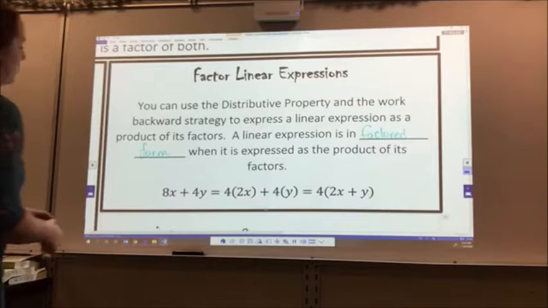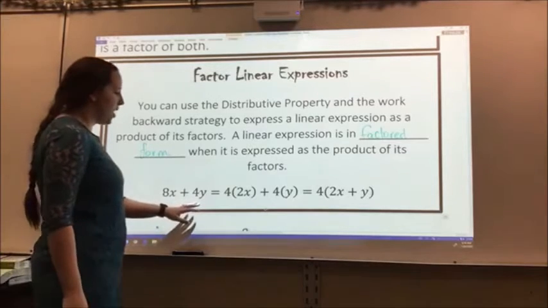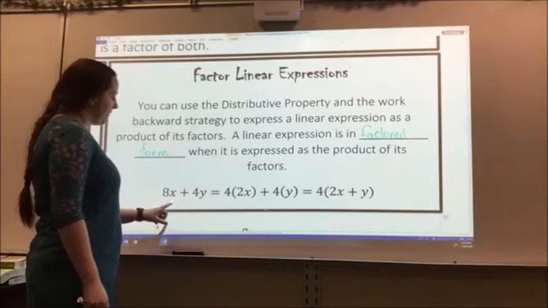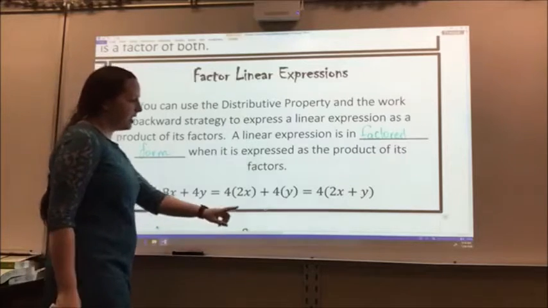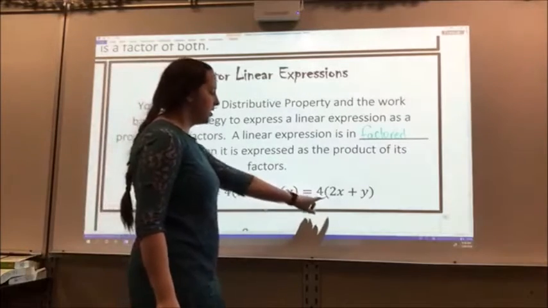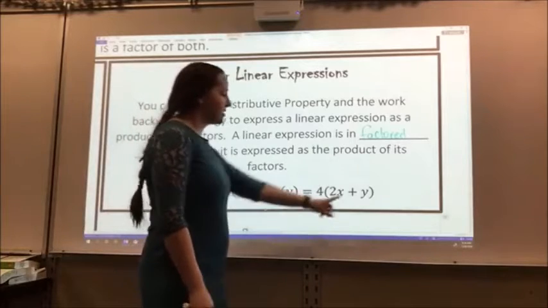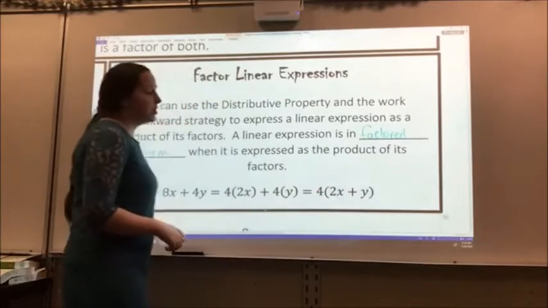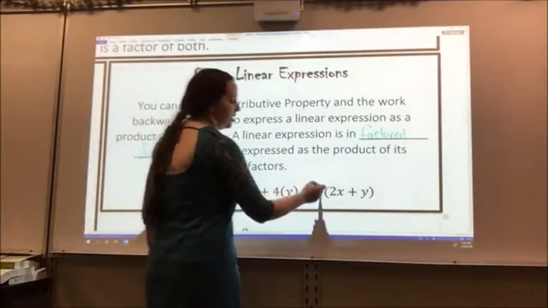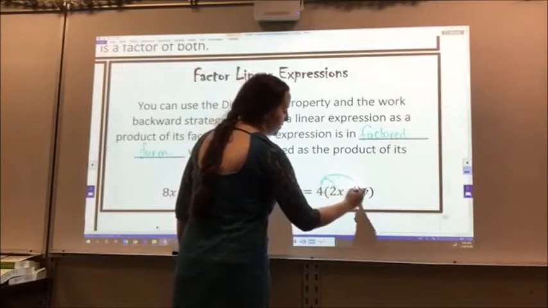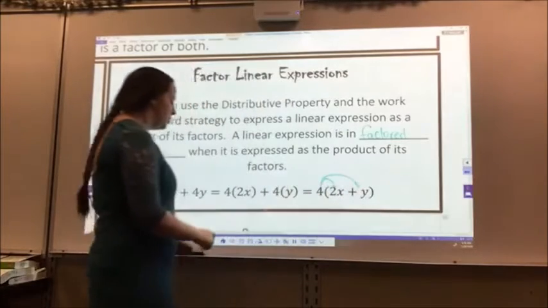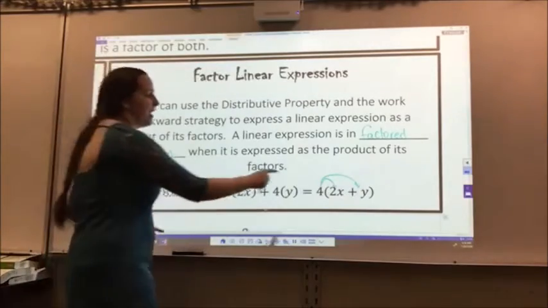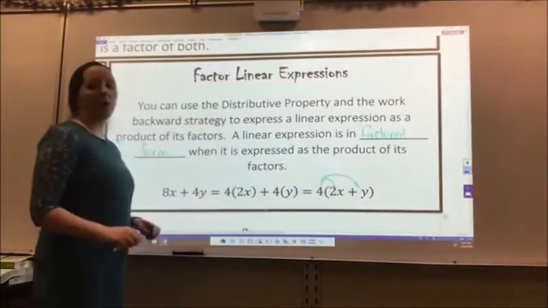So, for example, I have 8x plus 4y. Well, I can take a 4 from 8 and 4 and bring it out front. 4 times the quantity, and then I had 2x plus y. Now, if I were to use distributive property and multiply 4 by 2, I would get 8x. And 4 by y, I would get 4y.